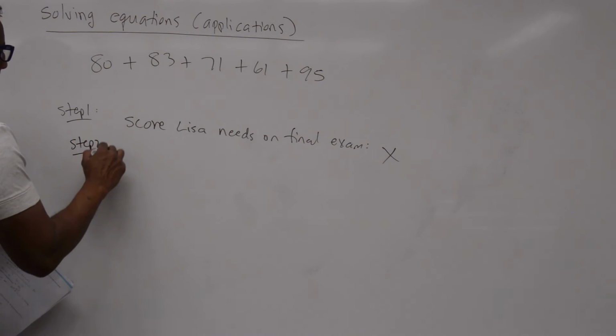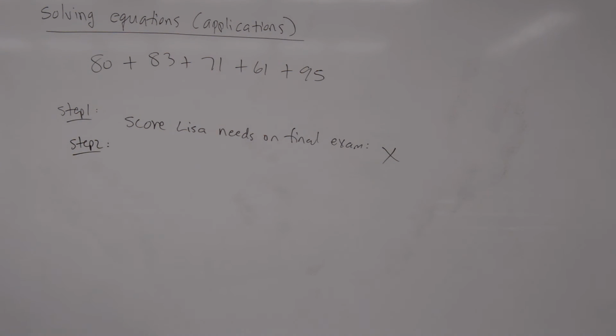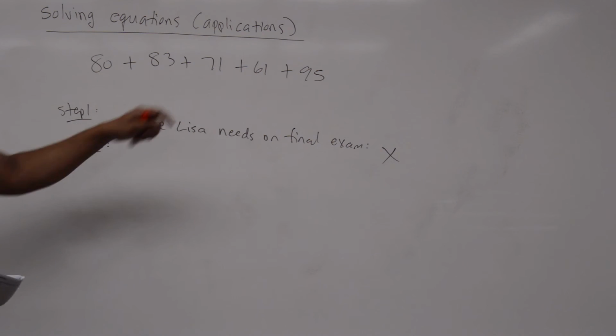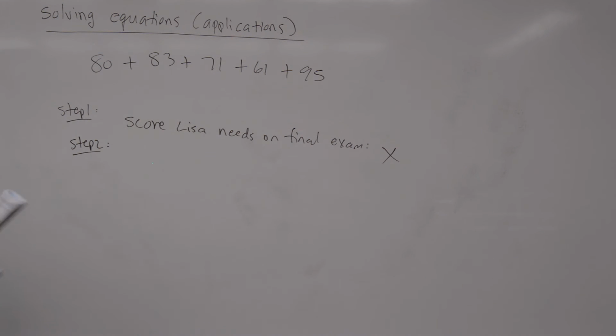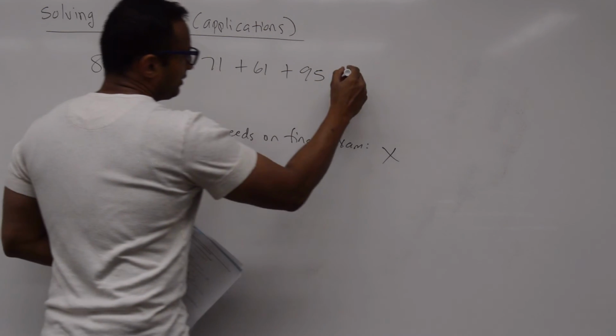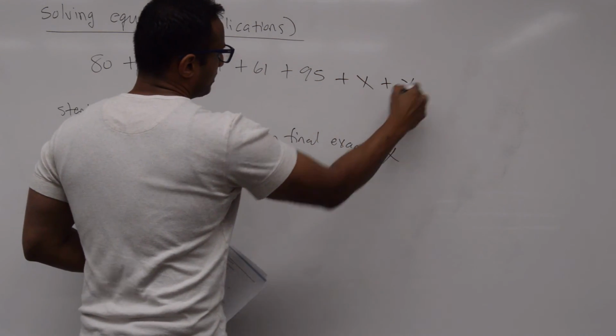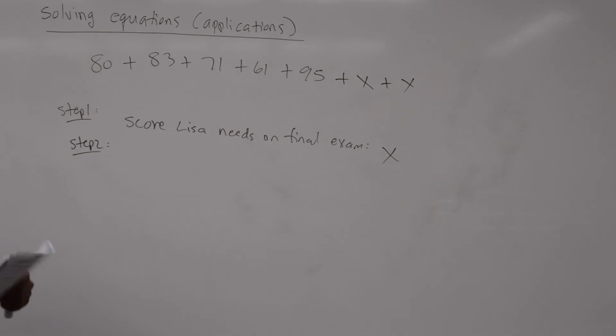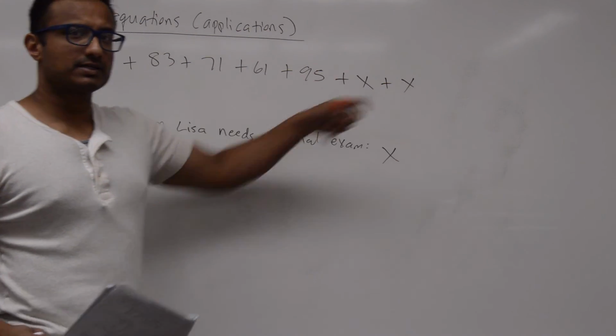Step 2, let's write an equation. So we know that she needs an average score of 80%, and these are her past scores. So step 2 is going to actually be up here. So these are her 5 test scores. Her final exam, we don't know how much she gets on it, but we know that it counts for 2 test grades, so we're going to say plus X.